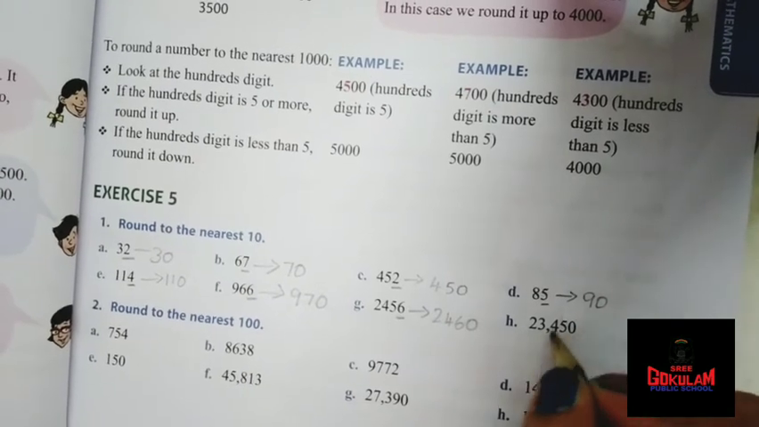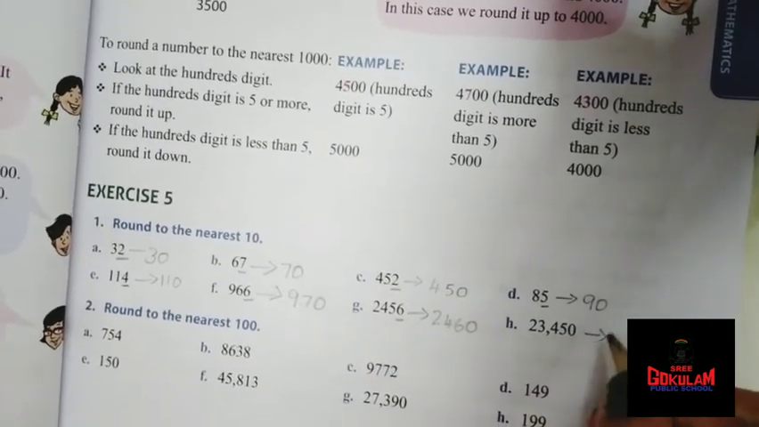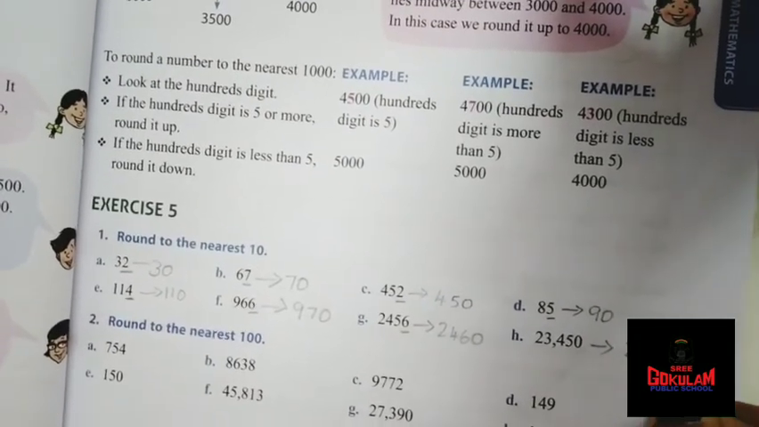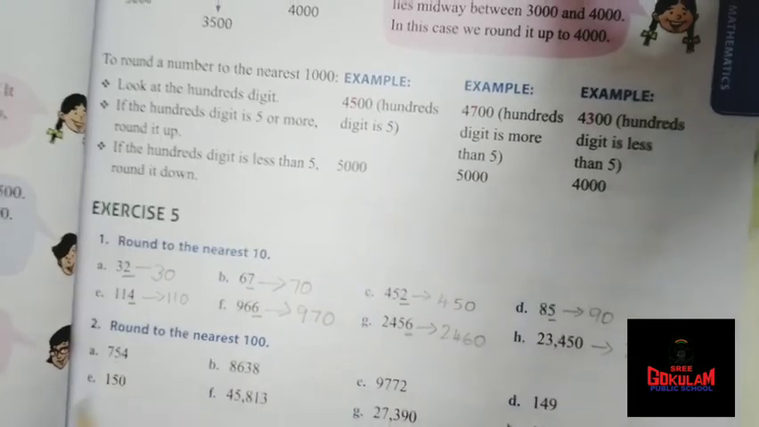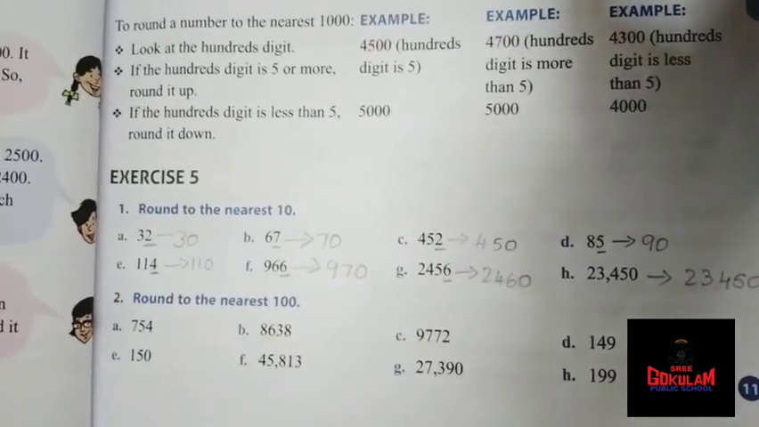The last question, 23,450. That is actually a tens number, so we can round to that same number, 23,450.